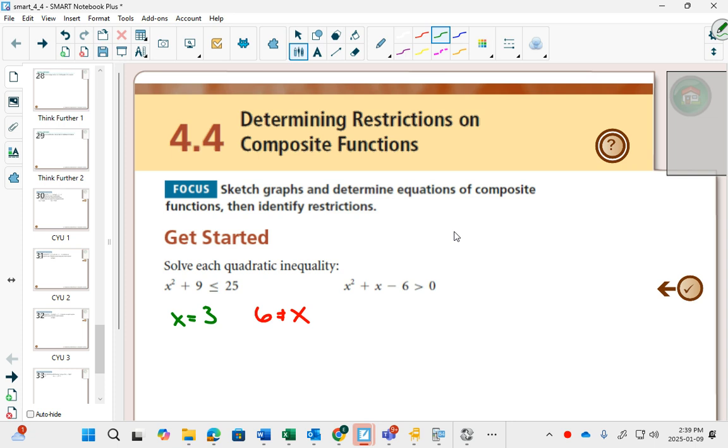Now, what's the biggest x value that would work? 4. And what's special about when you plug in 4? It equals 25 perfectly. And since there's an equal sign here, that would be allowed. What is the smallest x value that works? Negative 4. Because negative 4 also equals 25. So are you pretty comfortable with saying that the x values that work have to be between negative 4 and 4? Seems logical that that would work.